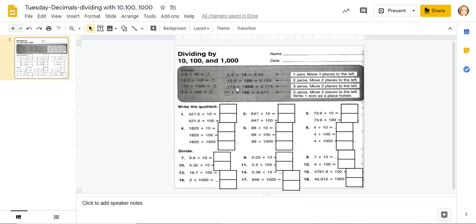They would start way back here. If there is no decimal, you start at the very end. And you go 1, 2, 3. So now it is 0.174. And so on. So, okay, there's your examples.